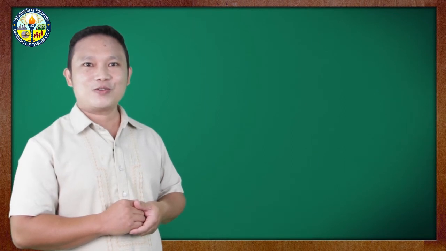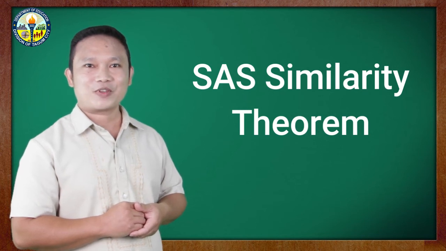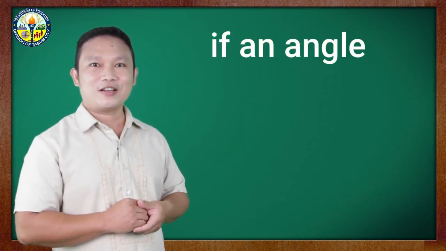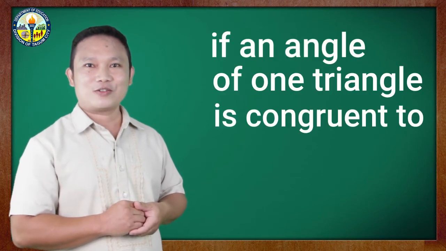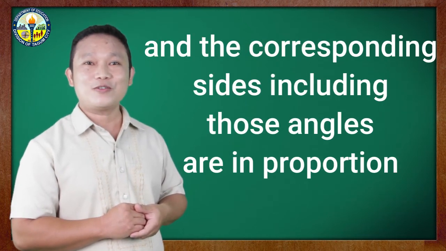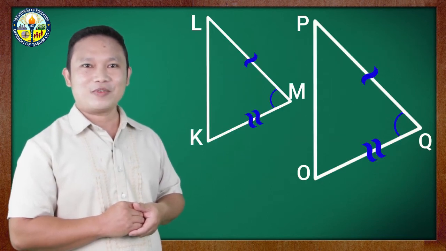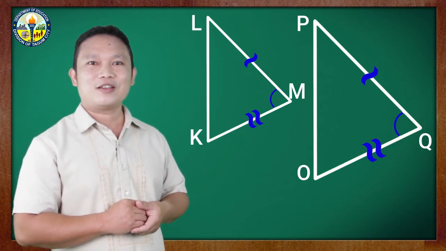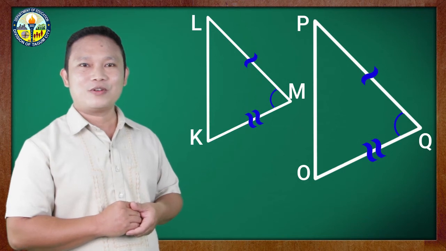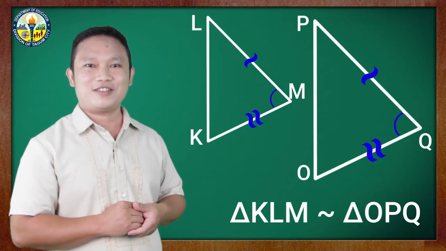This illustration shows the SAS, or side-angle-side similarity theorem, which states that two triangles are similar if an angle of one triangle is congruent to an angle of another triangle, and the corresponding sides, including those angles, are in proportion. Since angle M is congruent to angle Q, and LM over PQ is equal to KM over OQ, then triangle KLM is similar to triangle OPQ.